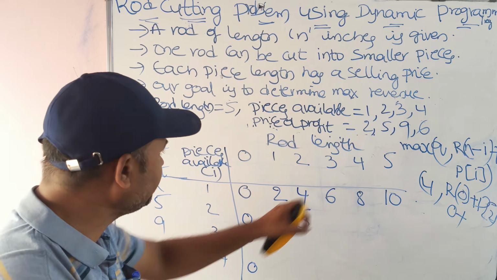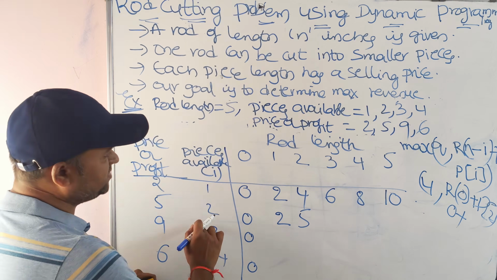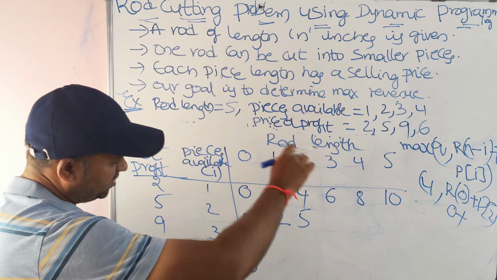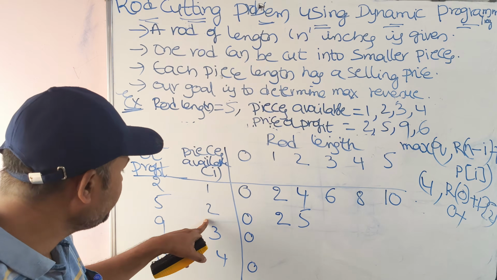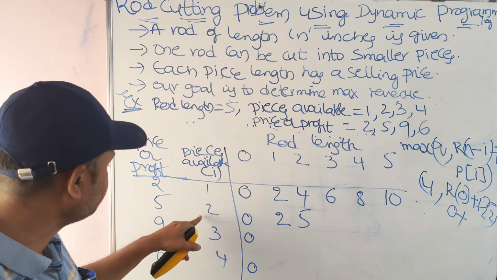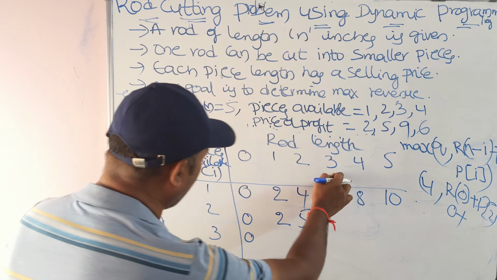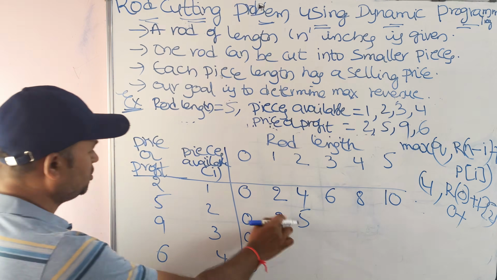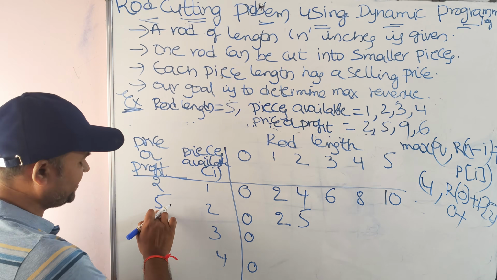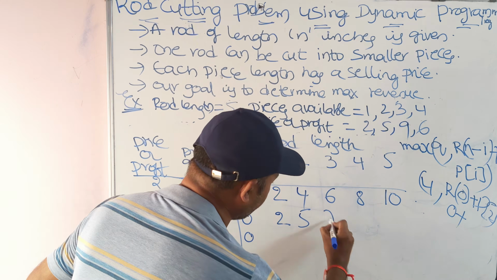Next, rod length is 3, whereas pieces are 2 and 1 inch pieces. So with rod length 3, it can be cut into a 2 inch piece as well as a 1 inch piece. So the profit is 5 plus 2, 7. Or if you want, we can use the formula also. So 3 minus 2 means 1. So 1 revenue is 2. So 2 plus, here the profit is 5. So 2 plus 5 means 7. Out of 7 and 6, 7 is the maximum value.